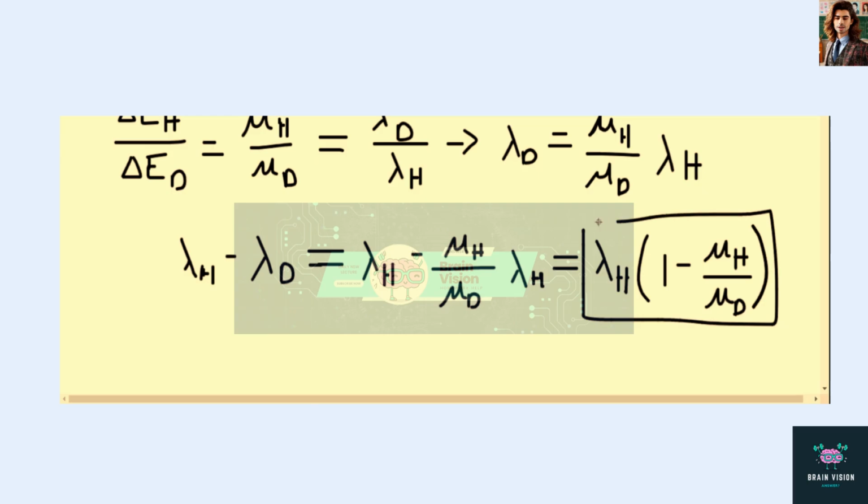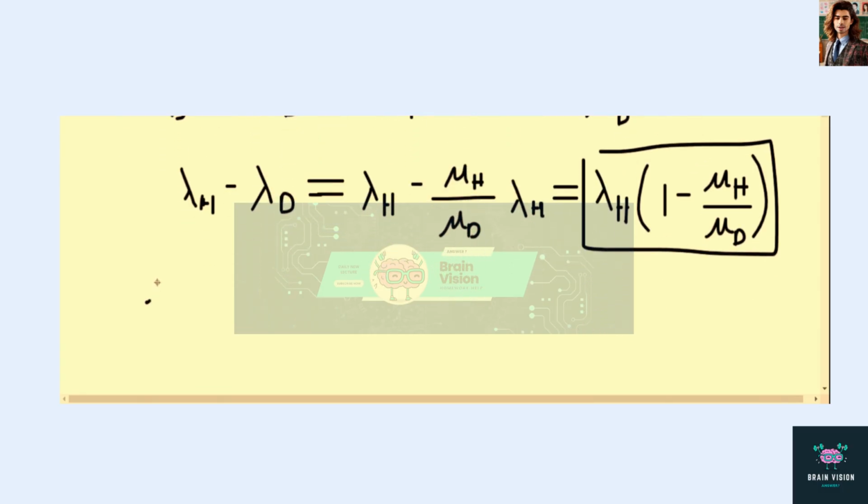Part B wants us to find an actual numerical value for this, considering that lambda H is equal to 656.3 nanometers. So we know what lambda H is in this equation, and we just need to find mu sub H over mu sub D. We'll call this part B. Then we can plug that into our equation and calculate lambda H minus lambda D.